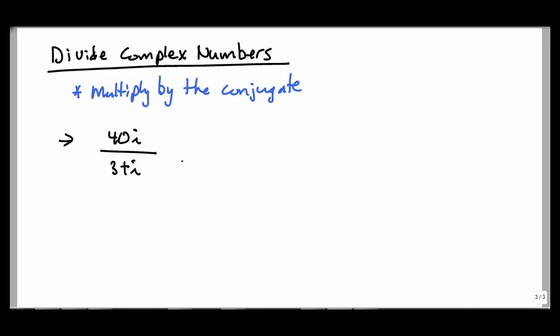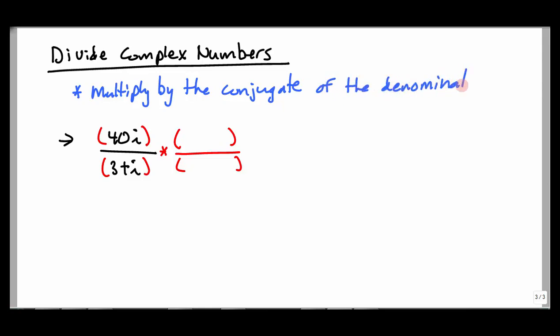Now, long division is not going to work here. You want to think about clearing that denominator, getting rid of the i in the denominator. The way that we will do that is we will multiply both the top and the bottom by the conjugate of the denominator, because that's what we're trying to clear.